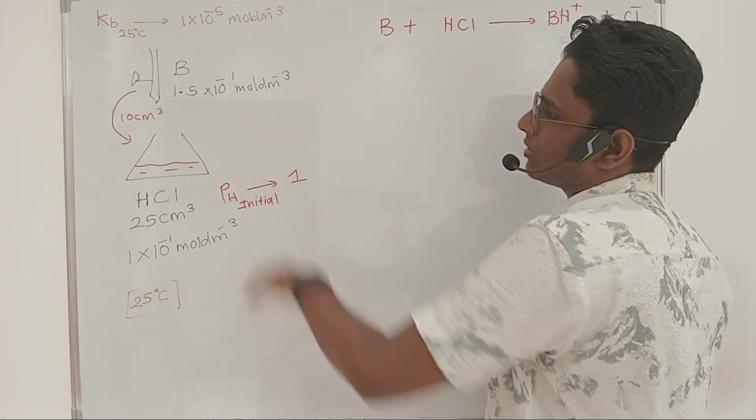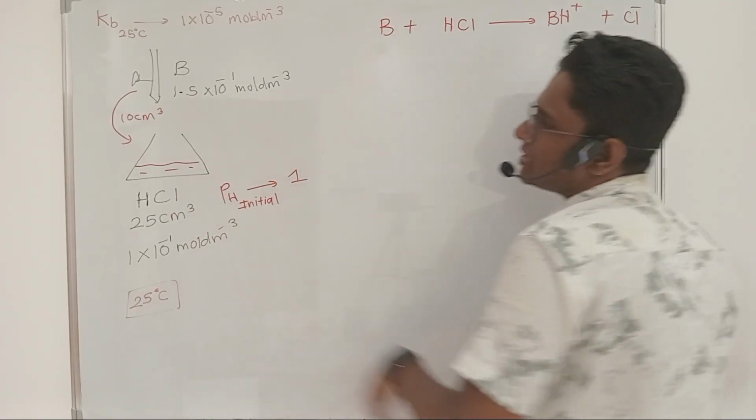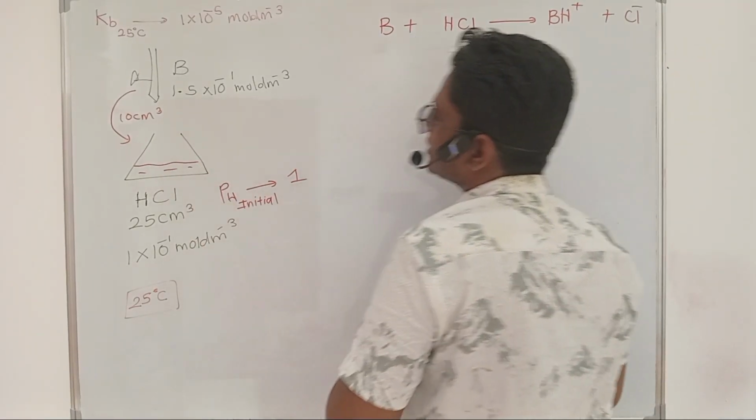Now what will happen? You're adding B, then B will start to react with HCl. So what is the amount of B added to the solution? What is the initial amount of B?